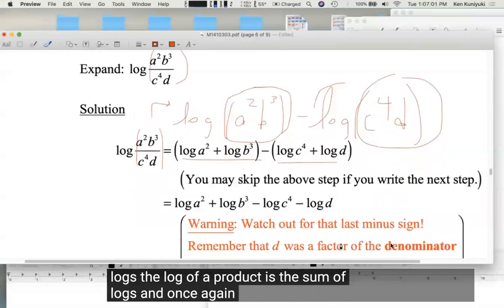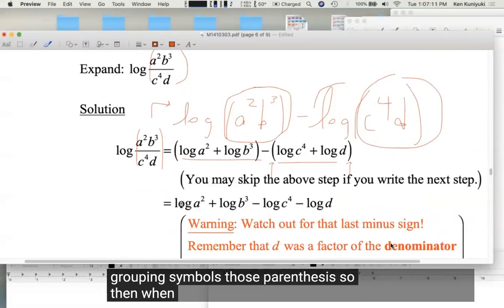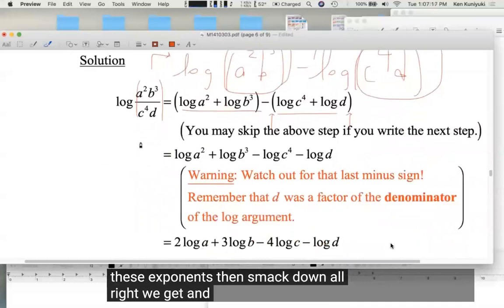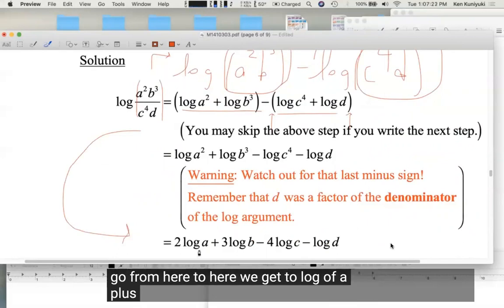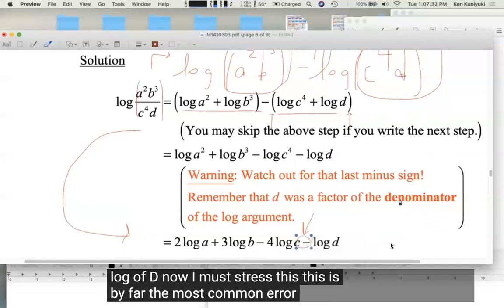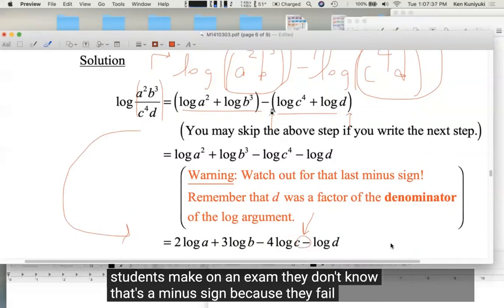And once again, we need these grouping symbols, those parentheses. So then, when we expand this thing out, all these exponents smack down, all right? And again, many students can go from here to here. We get 2 log of A plus 3 log of B minus 4 log of C minus log of D. Now, I must stress this. This is by far the most common error that students make on an exam. They don't know that's a minus sign because they fail to group over here.